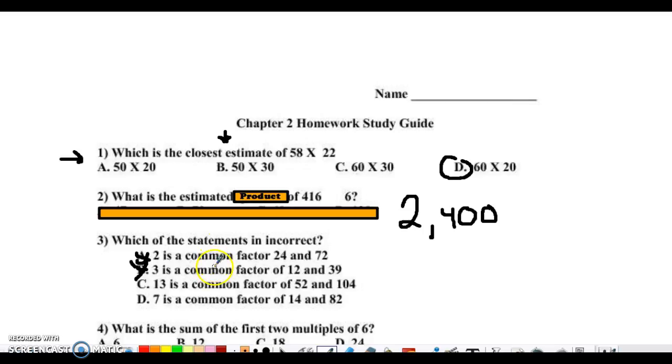I'm not going to finish this one. I'd like you to use your testing for divisibility skills and try C and D to see if you can come up with the correct answer. Go ahead and try it now.